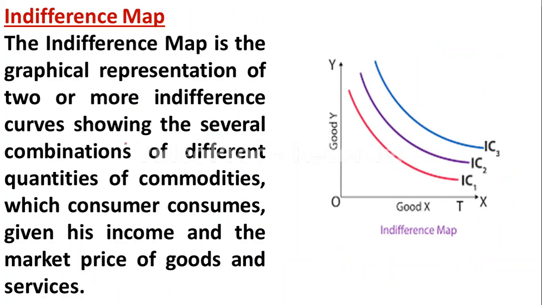Next let us study the indifference map. An indifference map is a graphical representation of two or more indifference curves. Here you can observe this is IC1, this is IC2, and this is IC3. Here a higher indifference curve gives a higher level of utility, and a lower indifference curve gives a lower level of utility. The consumer always wants to move to a higher indifference curve in order to get maximum satisfaction.